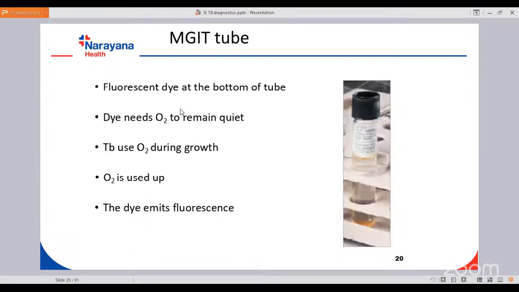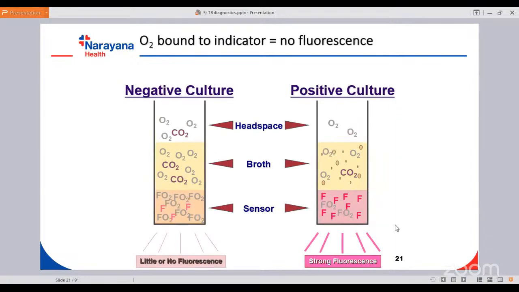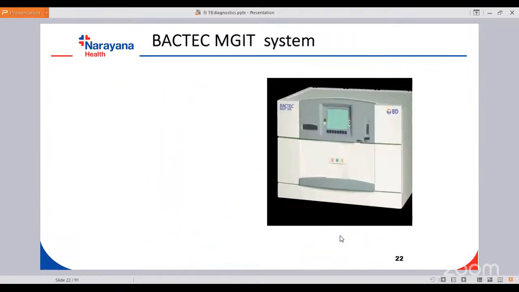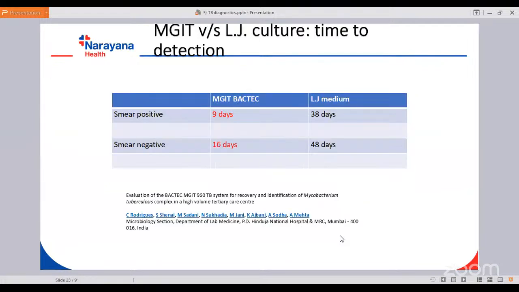This is how the MGIT tube looks. There's a fluorescent dye at the base of the tube. When the organisms grow, the oxygen is consumed and the fluorescent dye gets unquenched and starts emitting fluorescence. That's how the machine picks up that the organism has grown. This machine just monitors the fluorescence and incubates all the cultures at 37 degrees.